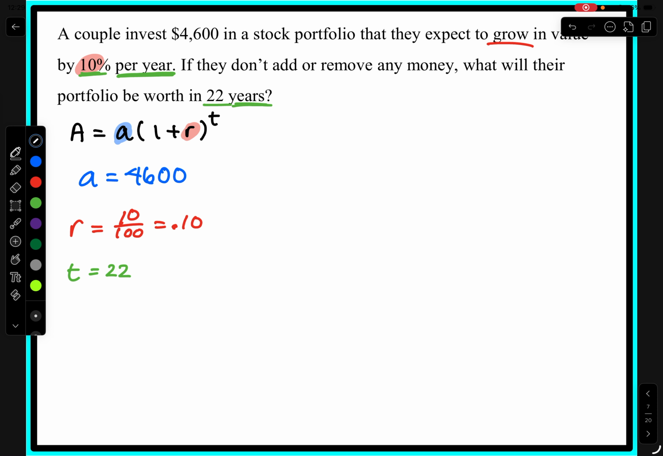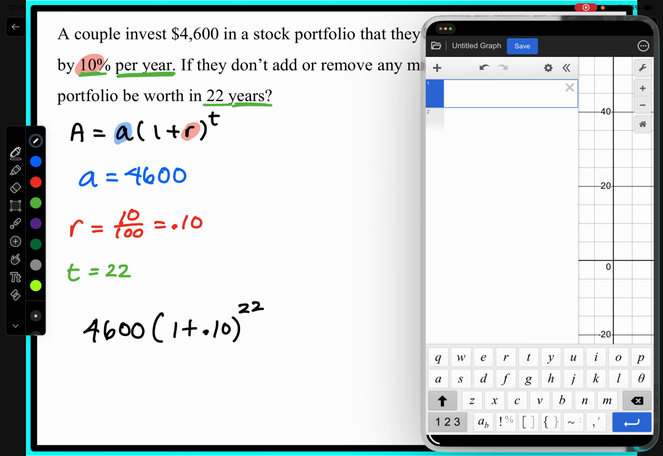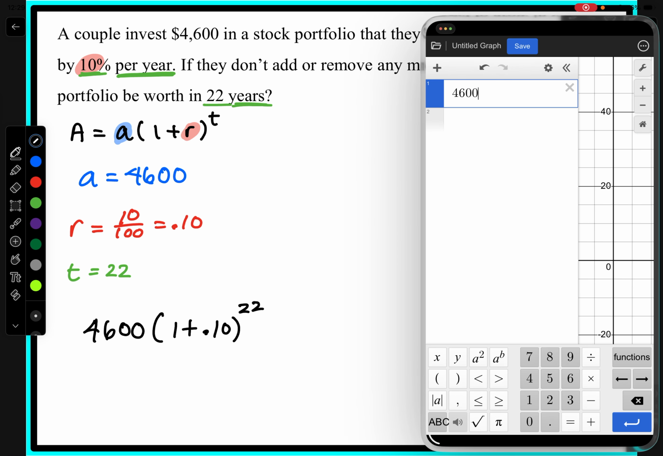So now just plugging it into our formula, we have this. So 4,600 times (1 plus 0.10), and we're going to raise it to the 22nd power. Let me not put a comma there.